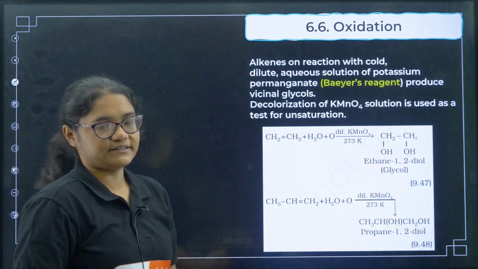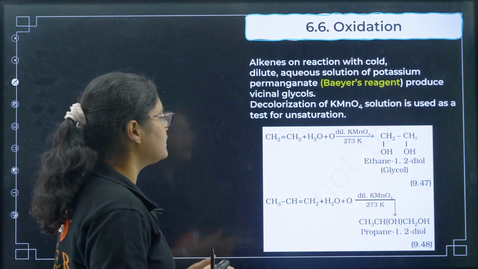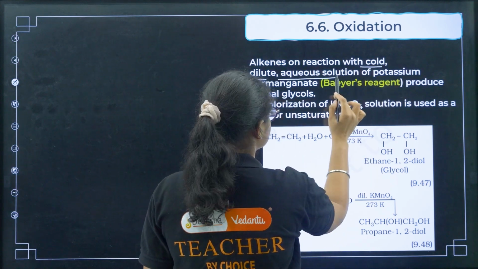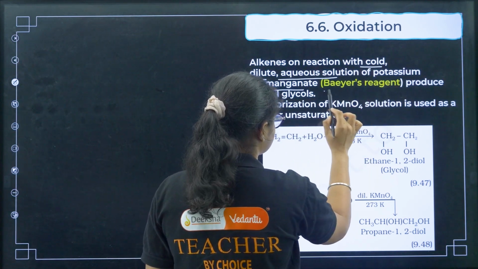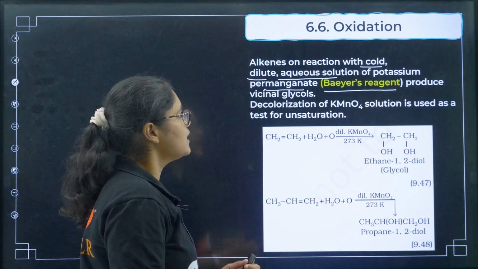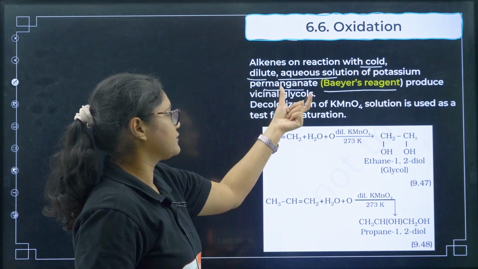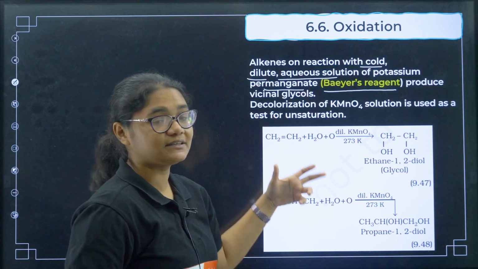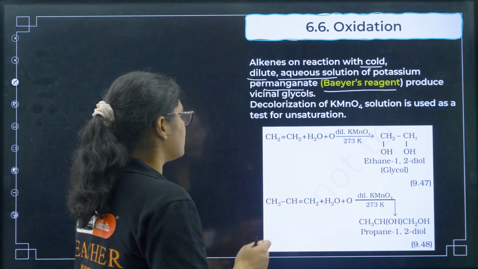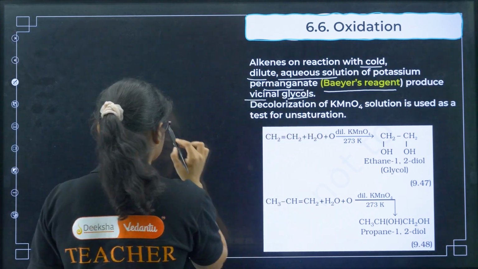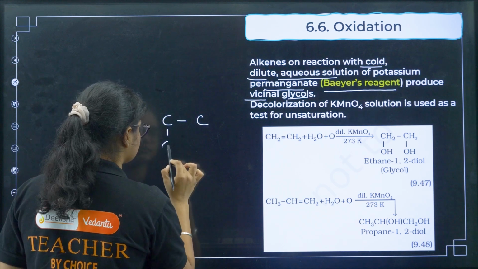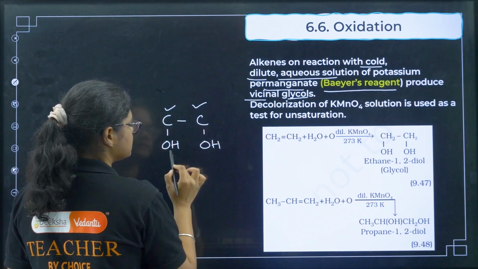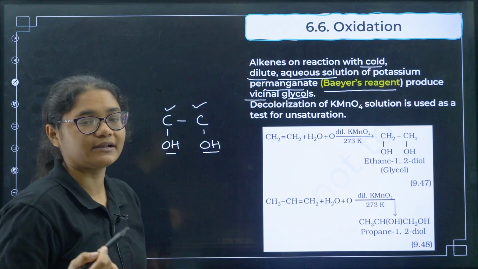Next is oxidation. This is important, the oxidation part. Alkenes on reaction with cold dilute aqueous solution of potassium permanganate, known as Bayer's reagent, produce vicinal glycols. What are vicinal glycols? Vicinal glycols are when the adjacent carbons have OH groups.